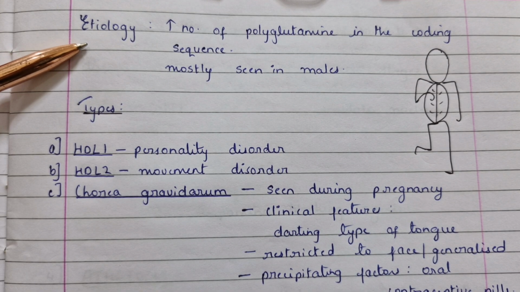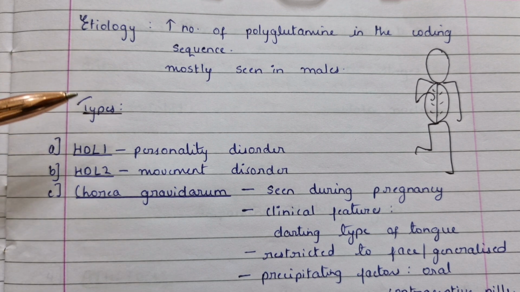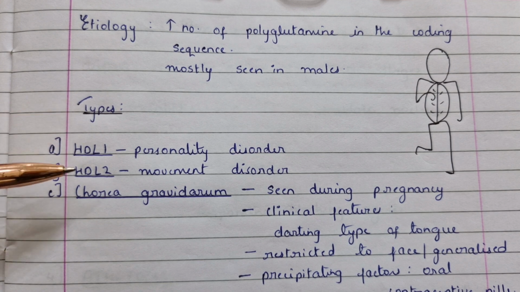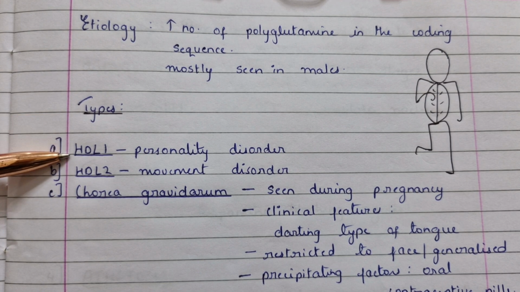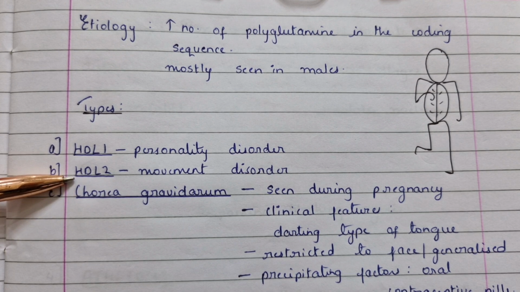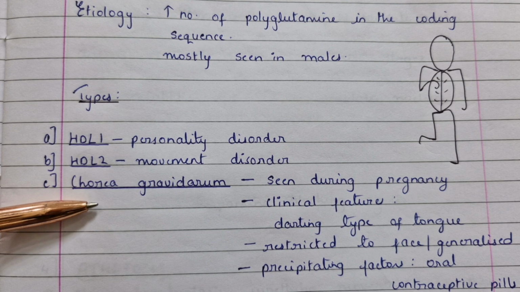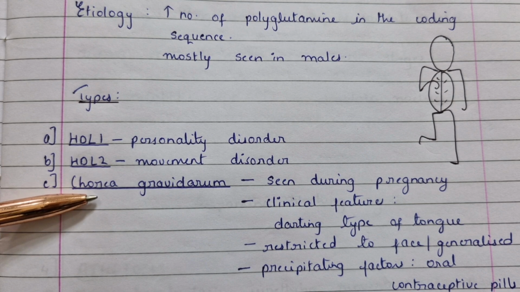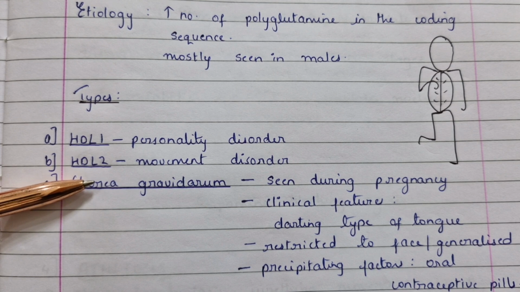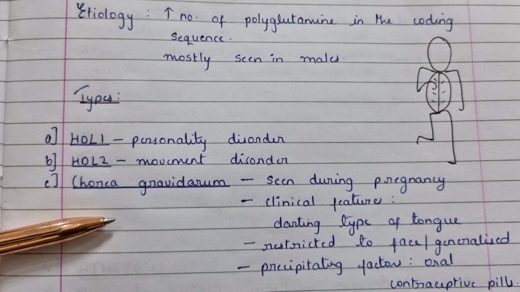Etiology is due to increased number of polyglutamine repeats in the coding sequence, mostly seen in males. Types of chorea: HDL1, which is a personality disorder, HDL2, which is a movement disorder, chorea gravidarum, seen during pregnancy. Clinical features include darting type of tongue, restricted to face or generalized. Precipitating factors include oral contraceptive pills.